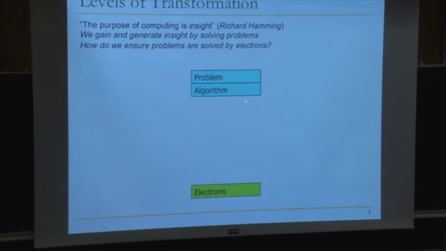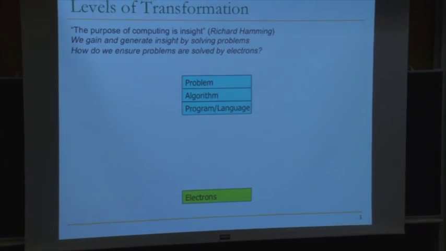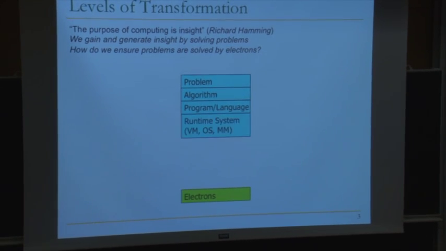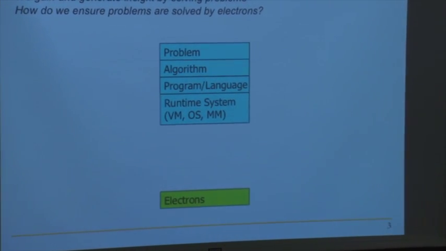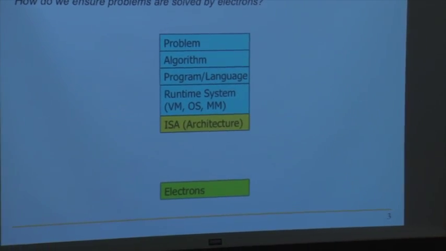So a problem gets translated to an algorithm, and an algorithm gets implemented or written in a programming language by a programmer. And that later gets translated by the runtime system, or let's take the compiler, into another language, which is the language of the machine, the ISA, instruction set architecture, which contains the instructions the machine can execute. And that later gets implemented by what we call the microarchitecture, the design of the logic blocks.